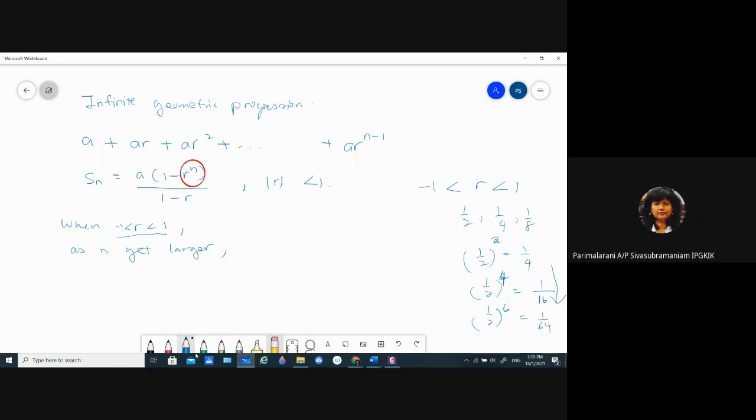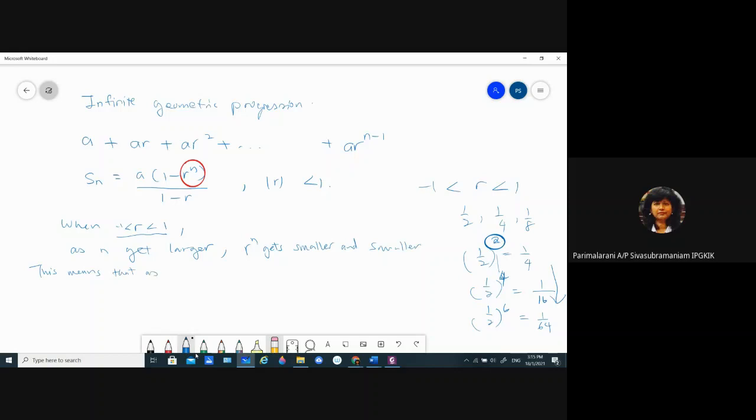Is the number getting bigger or smaller? Smaller, right? So as the power here gets bigger, this value gets smaller, because R is in between this and this. R is actually a fractional number, okay? So as n gets larger, in this case, Rn gets smaller and smaller. So what happens to Rn when n approaches infinity, a very big number? It approaches what number? 0. Yes, good.